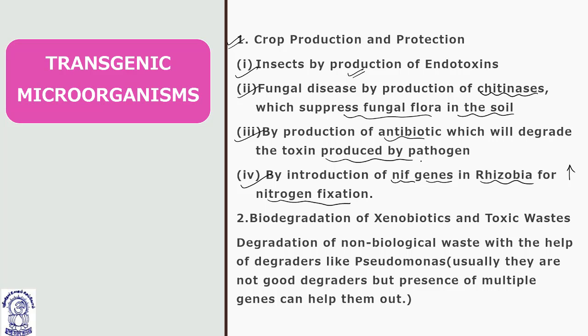Microorganisms can be made to produce endotoxins which work against some insects as insecticides. Against fungal diseases, by the production of chitinases; by the production of antibiotics which degrade the toxin produced by pathogens; and for better nitrogen fixation, by incorporating the nif gene, the nitrogen fixing gene, in rhizobia.